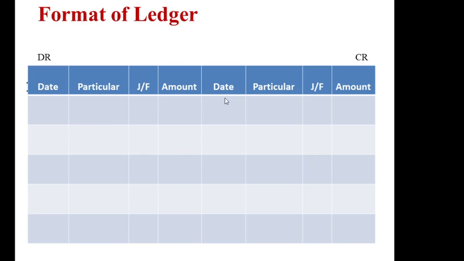And next the date: the date on which the transaction took place, you have to write here. So this is the particulars column, JF column, and the amount column. This is the format of the ledger.